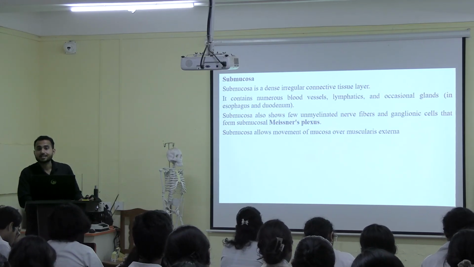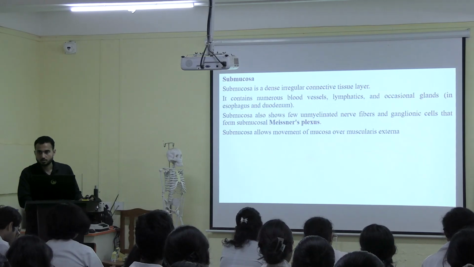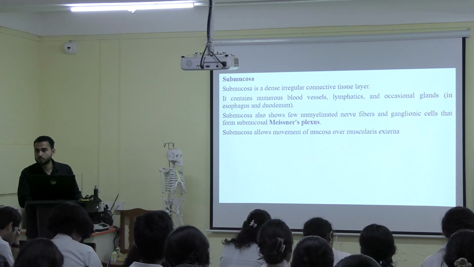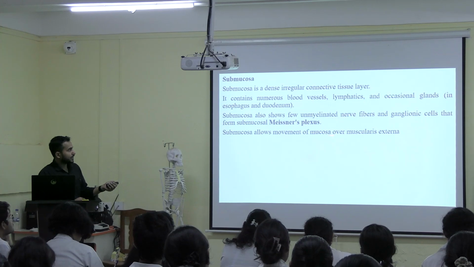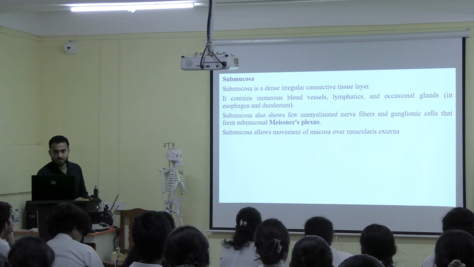It controls the secretion and absorption. This submucosa also allows the movement of mucosa over the muscularis externa.